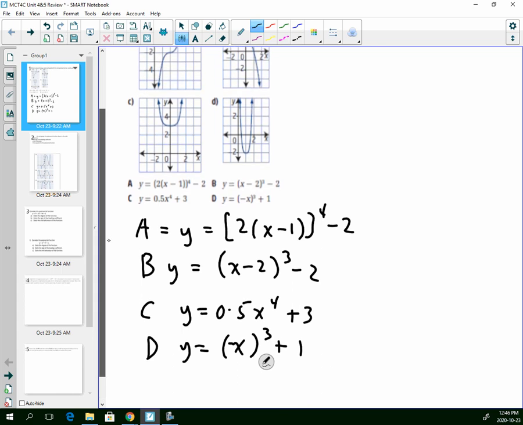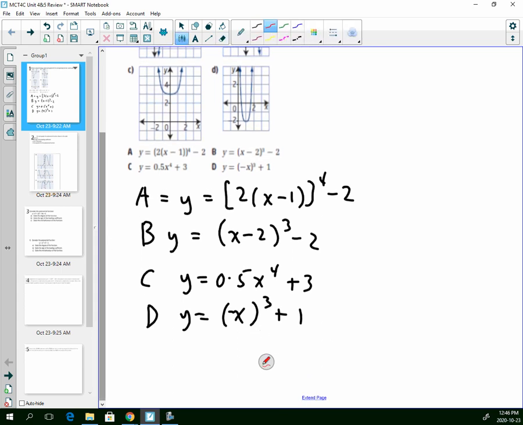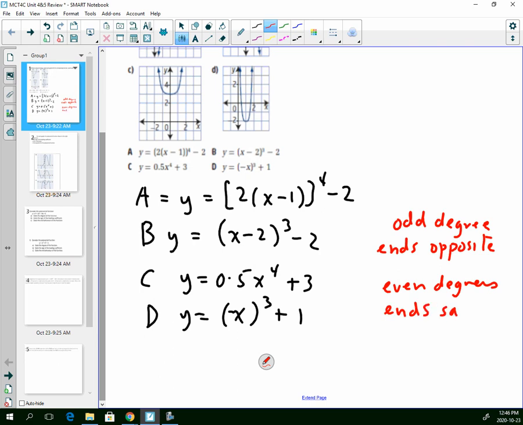Okay, so one thing you should remember is that odd degrees have ends in opposite directions, and even degrees have ends in the same direction. Those are 2 things that will help us identify these graphs. Also, the difference between positive and negative leading coefficients. Positives go up, negatives go down, and that should help us narrow this down.